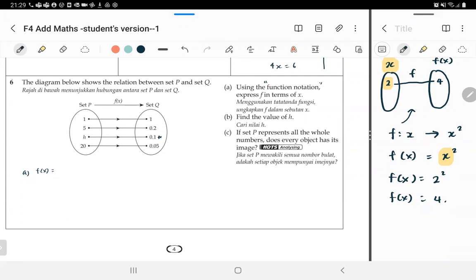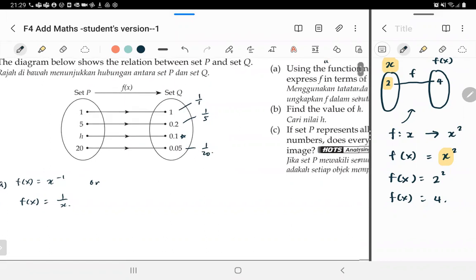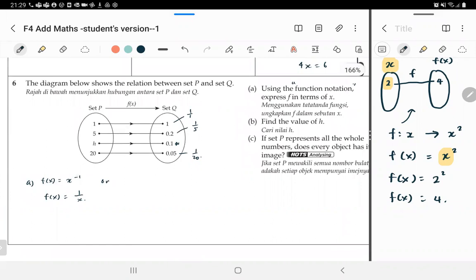Power -1. Correct. x power -1. Or else you can write 1 over x, can also. Or if you write f(x) equals to 1 over x, can also. Because the 0.2 here is actually 1 over 5, right? This one is actually 1 over 20, right? This one is actually 1 over 1, right? So when you over the object, you will get the final answer there. So you can either write f(x) equals to x to the power of -1, or you can write f(x) equals to 1 over x.